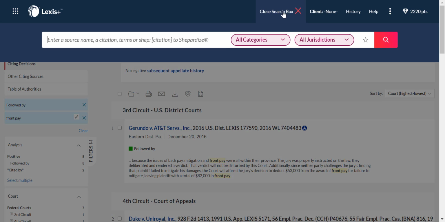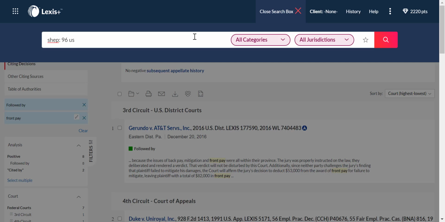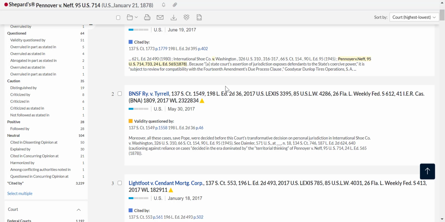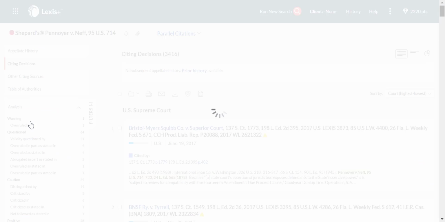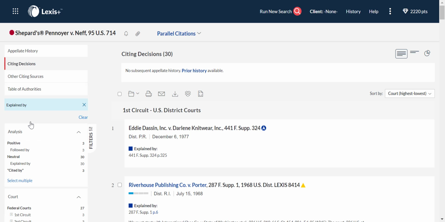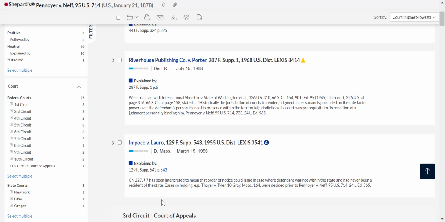The other way that you can use Shepard's, and we talked about this a little bit last week, is to focus on cases that explain your case. So let's look at an example of that. Here we're looking at the Shepard's report for Pennoyer. And under the neutral category, one of those categories is explained by. So we actually have 30 opinions that talk about Pennoyer and explain it to us, which is so helpful because it helps us understand how Pennoyer fits into the grand scheme of things. So explained by is a great category for learning more about your case.